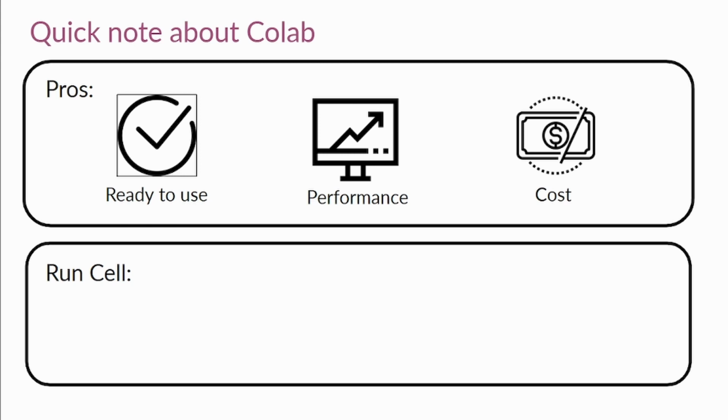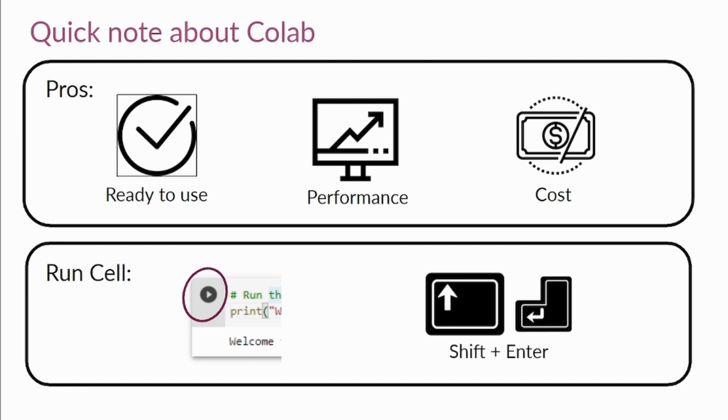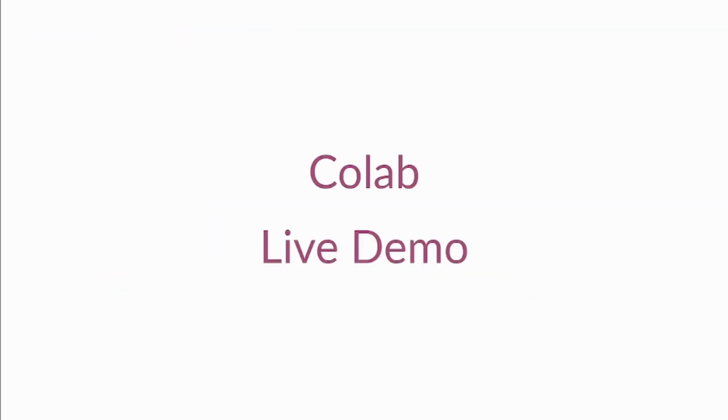Finally, you need to know how to run a cell in Colab. Here, I will show you 2 options. For both, you need to click on the cell you want to run, and then you can either click on the play button on the left or press Shift plus Enter. Let me show you how to do this in a live demo.